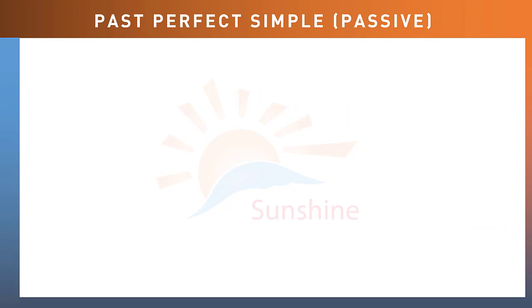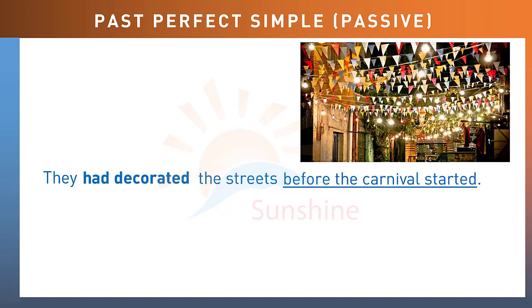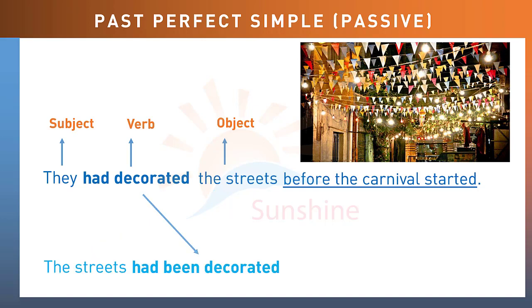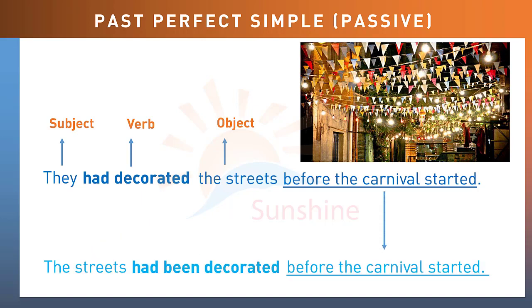Now the past perfect simple. Let's take the active voice. They had decorated the streets before the carnival started. They are the subject, decorated is the verb, the streets are the object. So this becomes the streets had been decorated. Now we add the remainder of the sentence, before the carnival started.